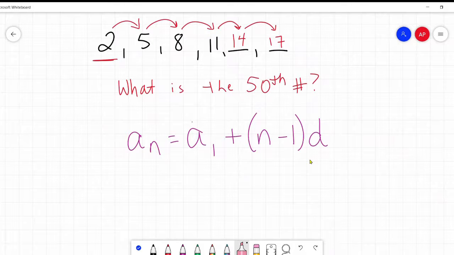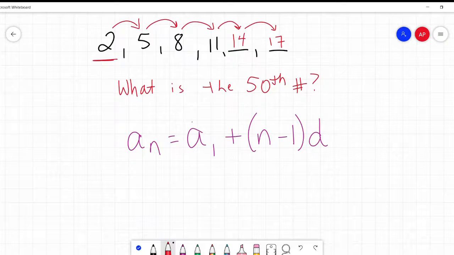All right, so in this context n is talking about the number in the sequence. This n, if it was 5, it would be the 5th number. If we put 7 here, it would mean the 7th number in this sequence. If this was 11, it would mean the 11th number in this sequence, and so on.